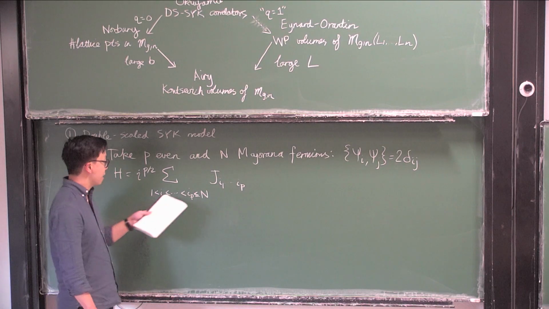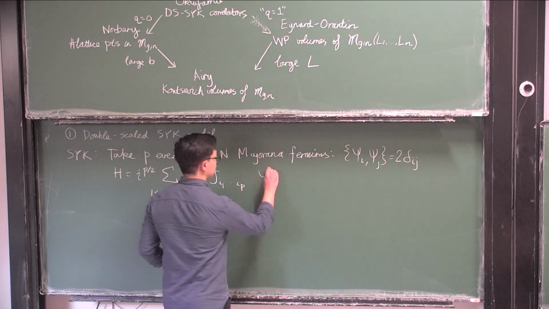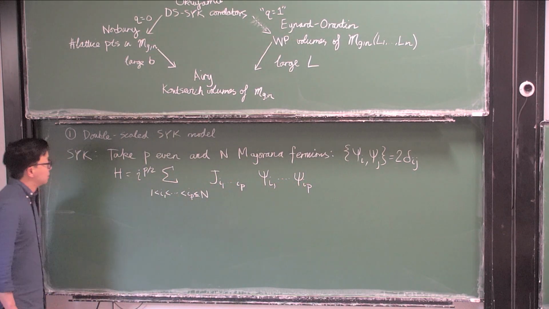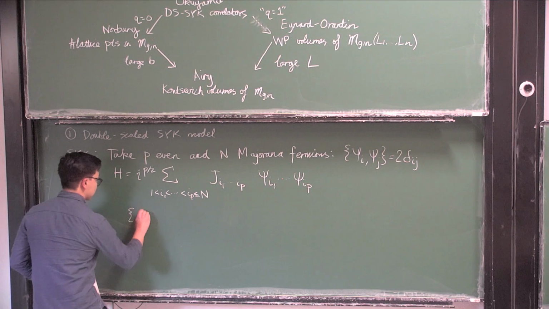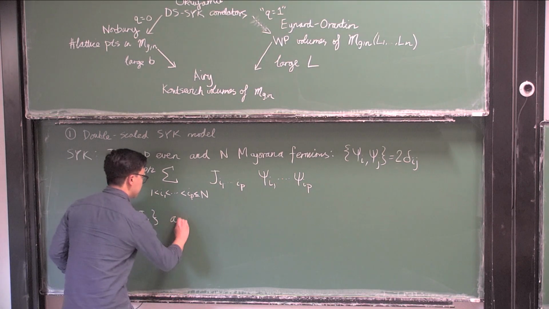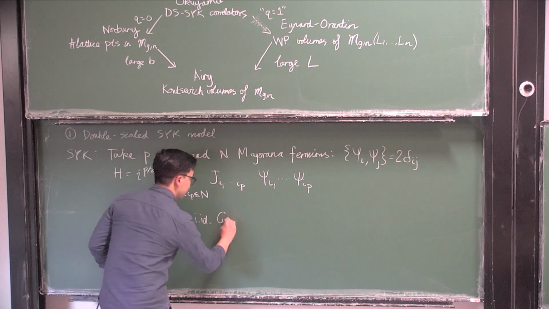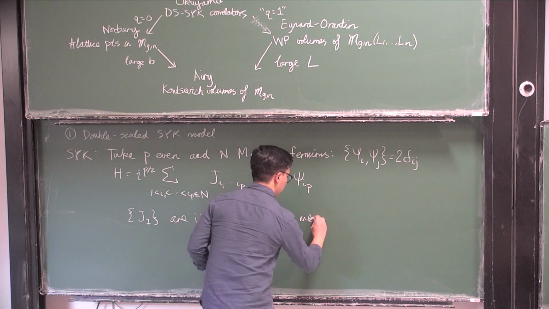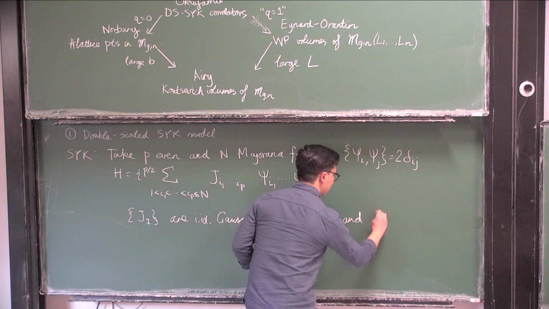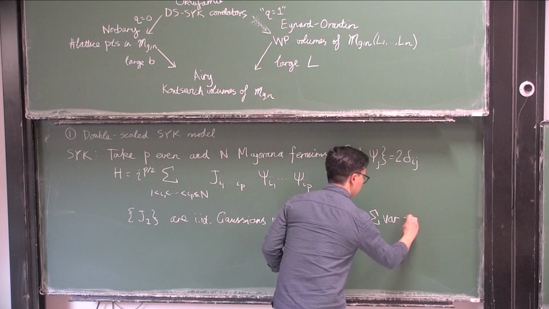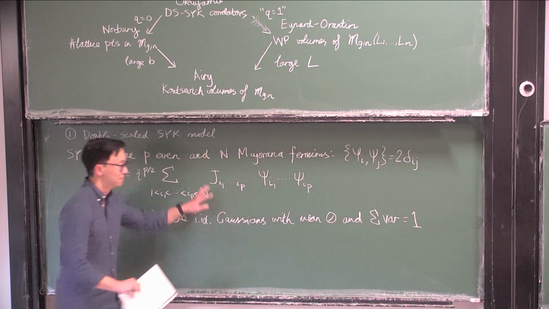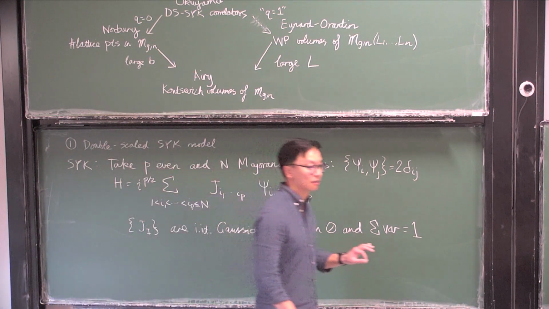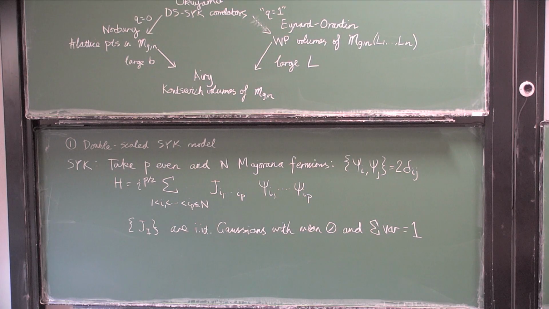Okay. So I have these random couplings, which are called J's, sitting next to these fermions. And we choose these random couplings as IID Gaussians with mean 0 and sum of the variances 1. So you can work out each variance is 1 over n choose p. Okay, so that's the vanilla SYK model, rather well studied.